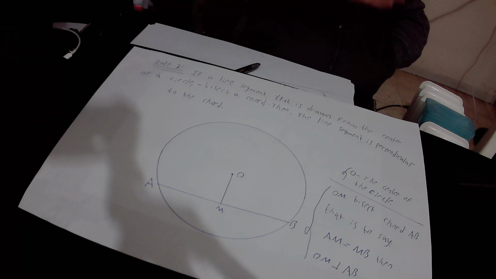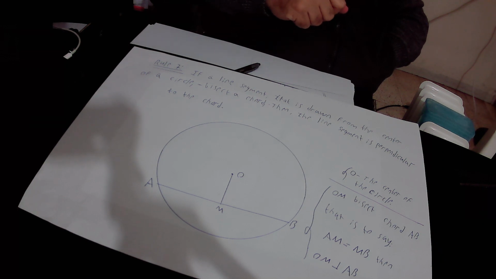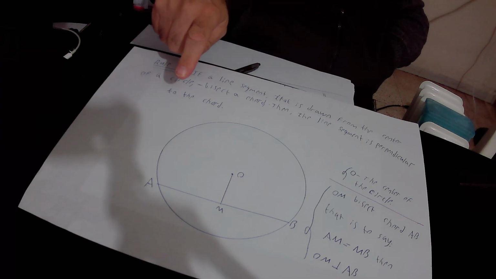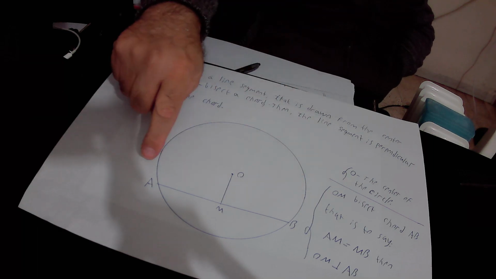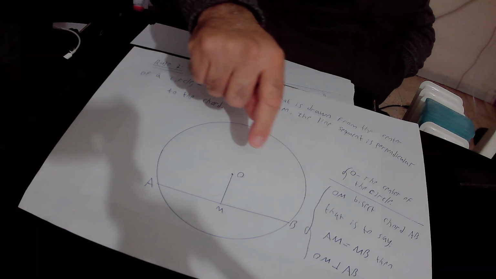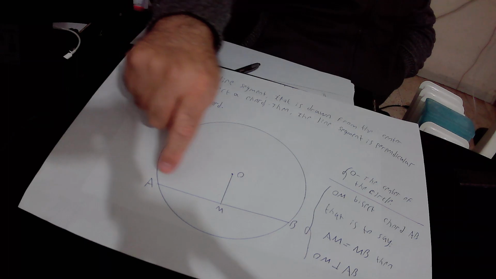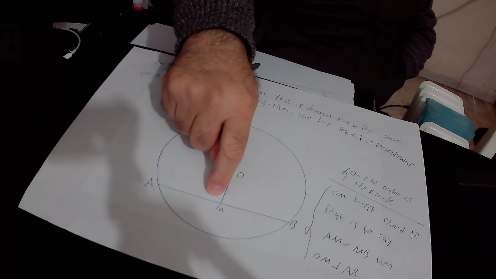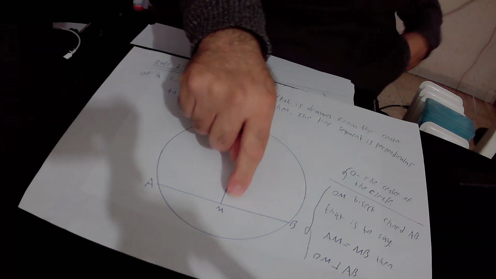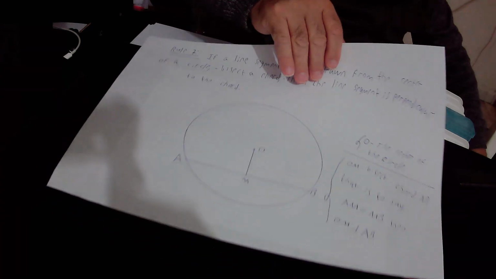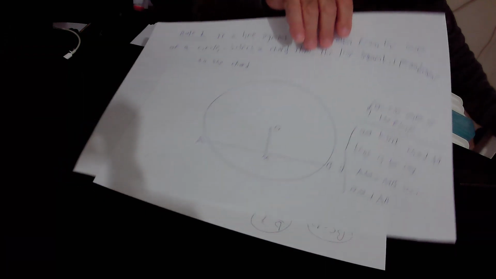So whenever you draw from the center of the circle a line segment that bisects the chord, then it will also be perpendicular to the chord. The line segment OM will be perpendicular to chord AB. Because OM bisects chord AB, that is to say AM equals MB, therefore OM will also be perpendicular to AB. That is to say, this angle equals 90 degrees and this angle equals 90 degrees, according to this rule, rule number 7. So we can actually implement rule number 7 in our drawing.